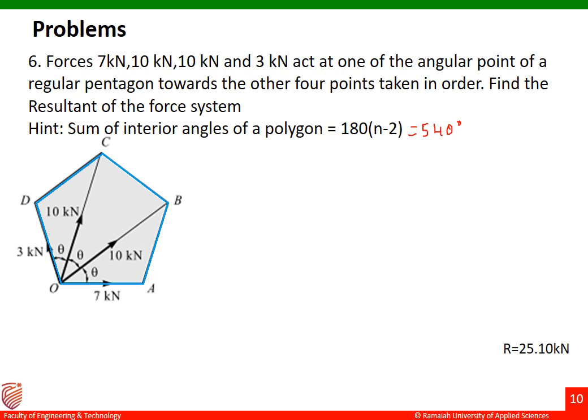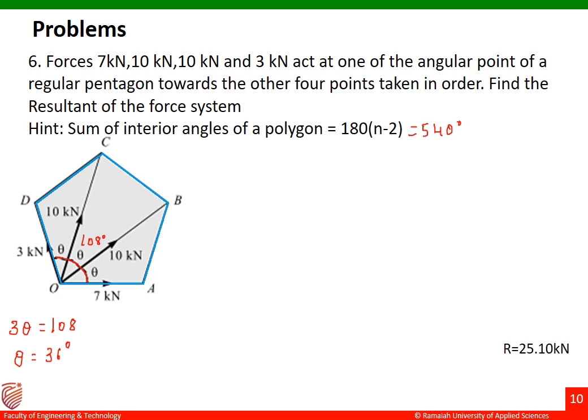Now I want to see what is the angle made at point O. The sum of all angles is 540 degrees, so it will be 540 divided by 5. It will become 108 degrees total. So 3 theta is equal to 108, and my theta would be 36 degrees.